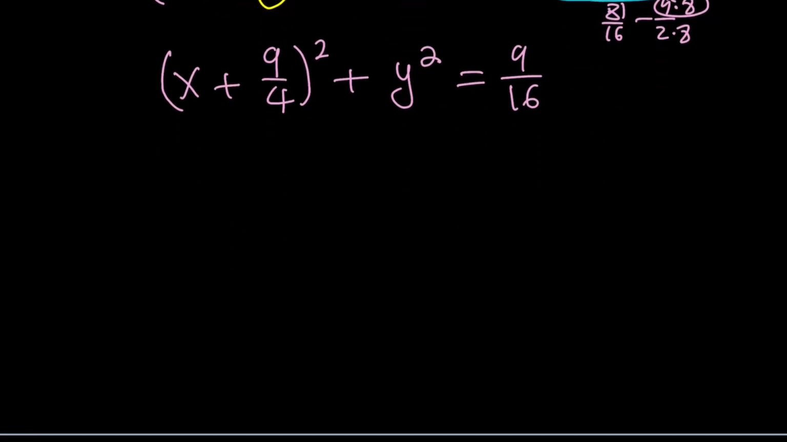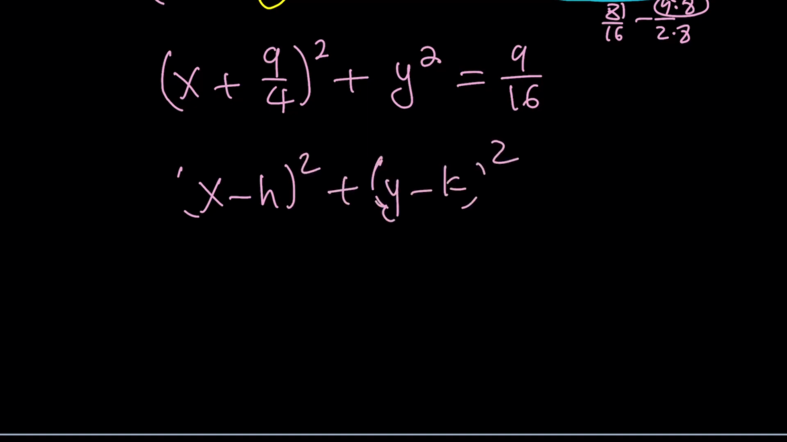So in other words, if you consider the equation x minus h squared plus y minus k squared equals r squared, this means it's a circle with center h comma k and radius r, right? So this is a circle because the coefficients of x squared and y squared are the same, and there's no xy term. If there's an xy term, then we're in big trouble, right? So in other words, the locus is going to be the circle.